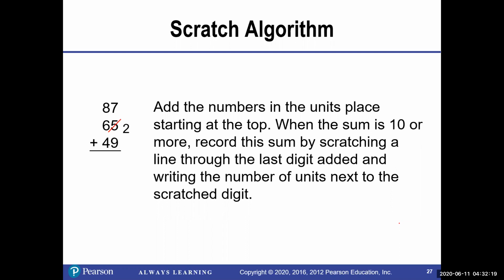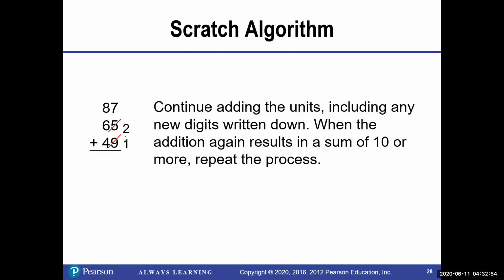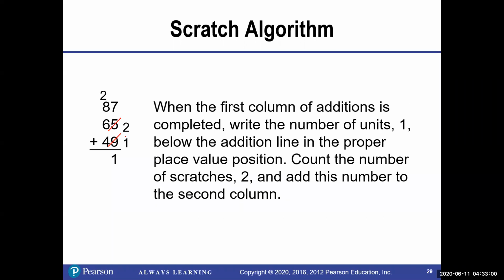Add the numbers in the units place, starting at the top. So you start adding from the top. So you do 7 plus 5. That gives you 12. Now, anytime you make a 10, you cross out the number that made the 10. So we cross out 5. And because that is 12, you write 2 right there. Now we do 2 plus 9. Because we made a 10, we are going to cross the 9 out, and then we write 1 right there. Now we are going to write 1 at the bottom.